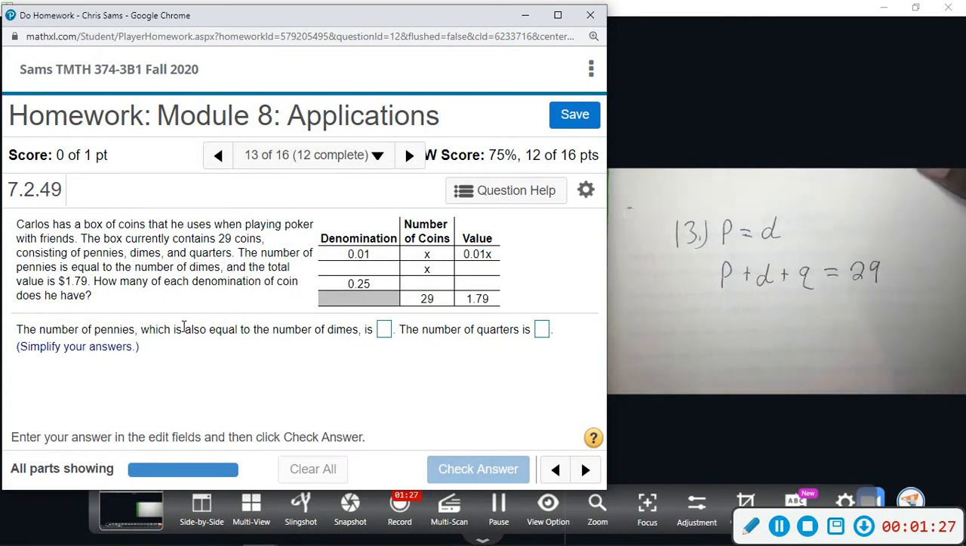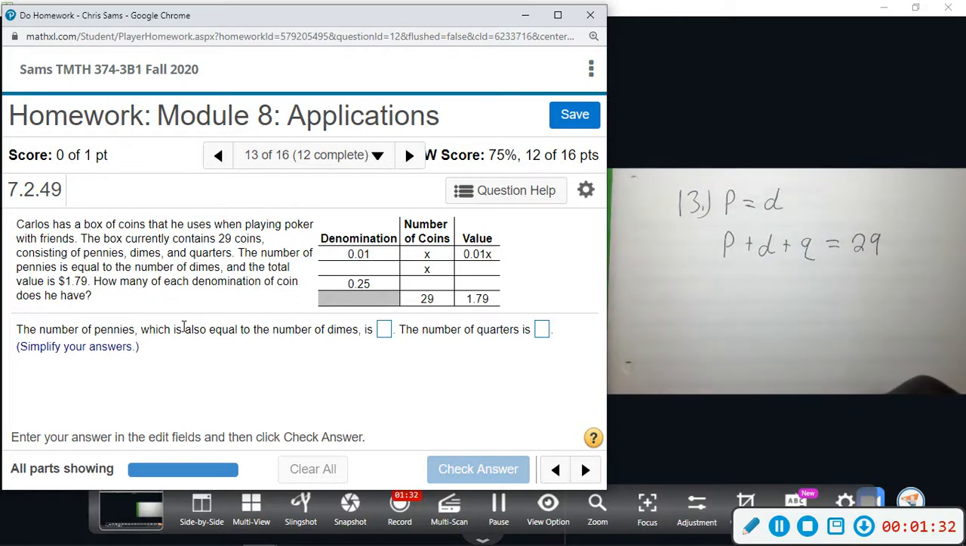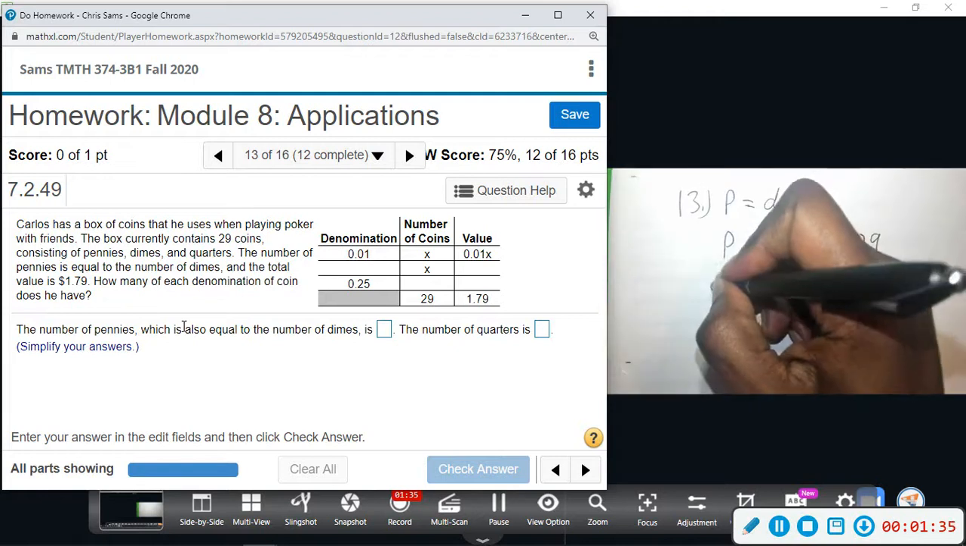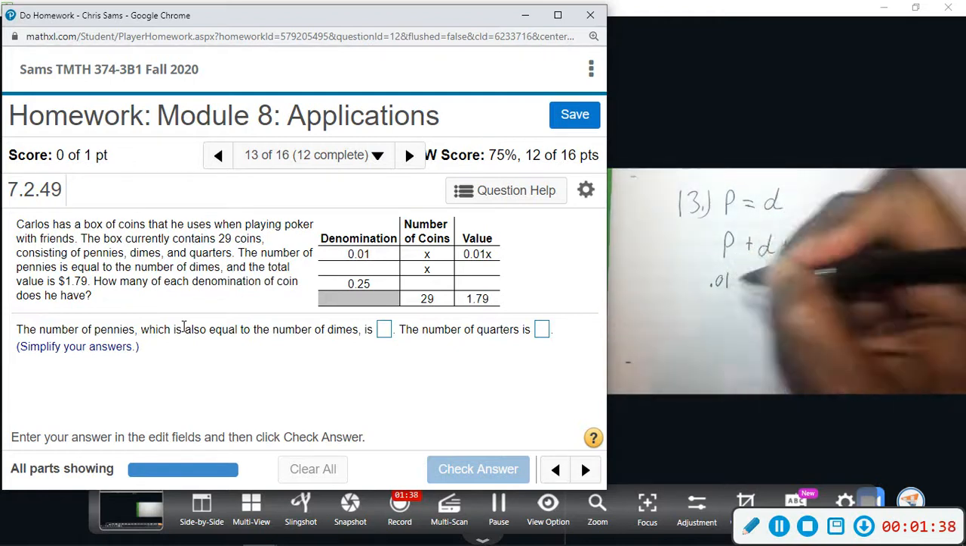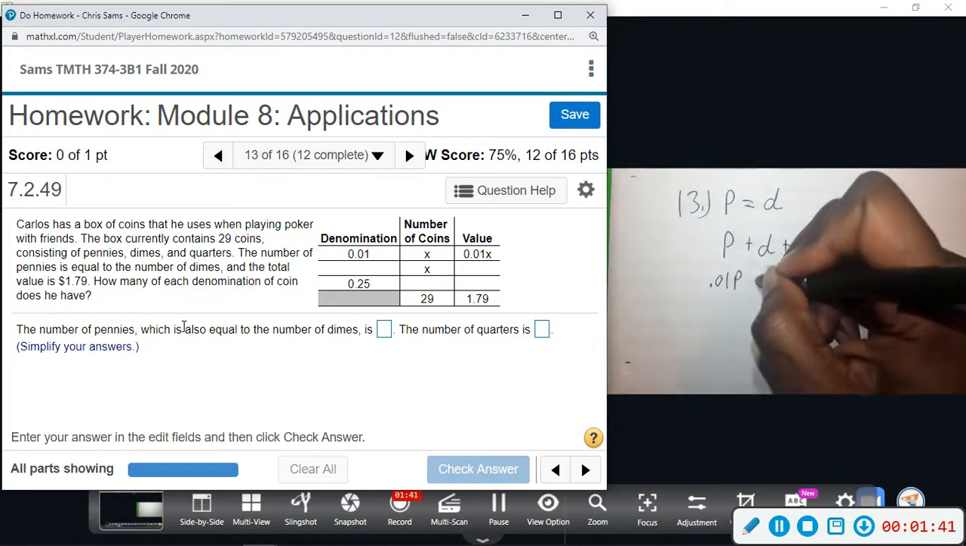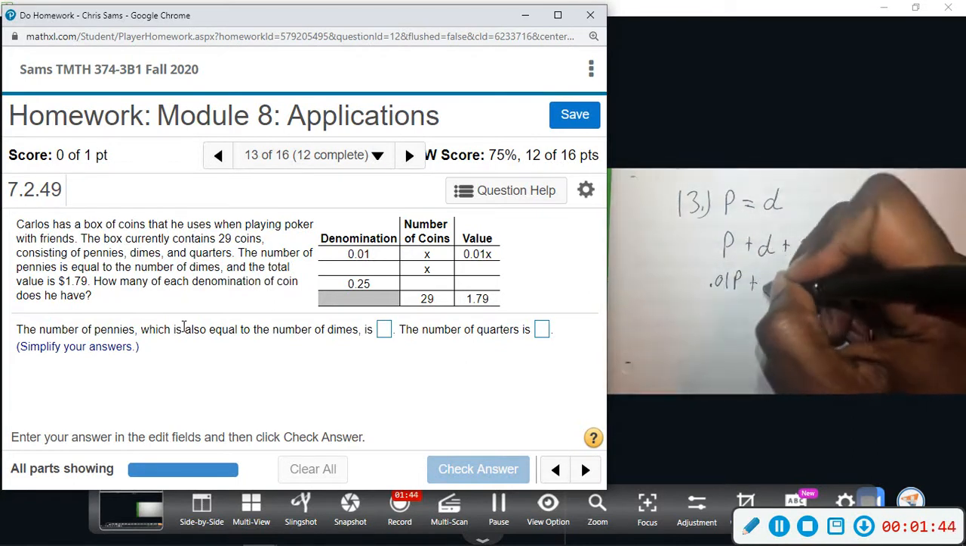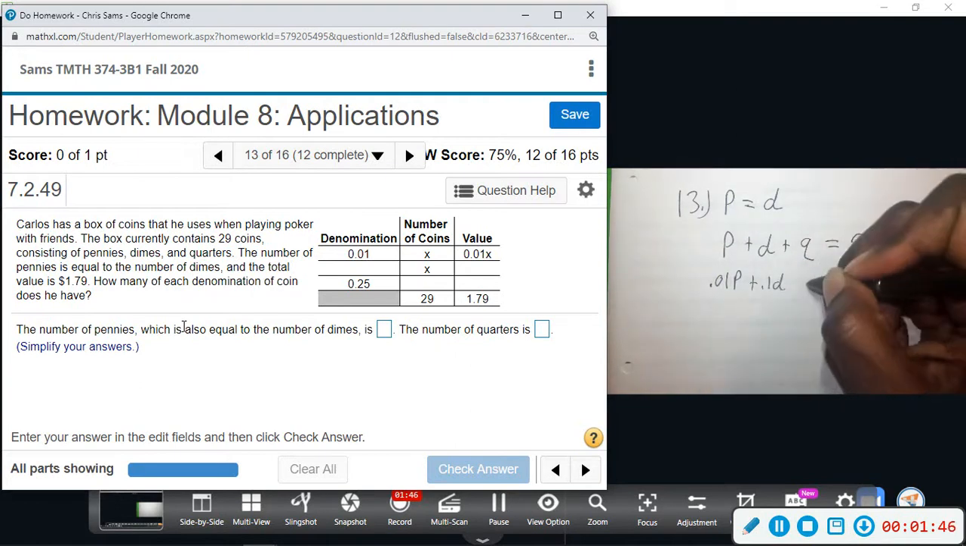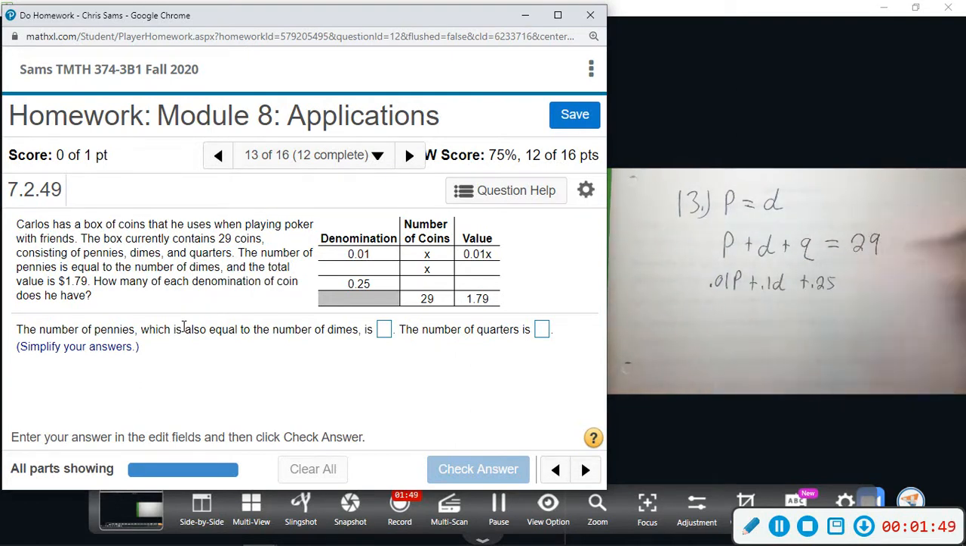All right. We are given that P equals D, and we also know that a penny is worth 0.01 dollars. So 0.01 times P, plus 0.1 times D, plus 0.25 times Q gives us the value of the money, which is $1.79. Alright, so we were given 3 equations. We have 3 unknowns.